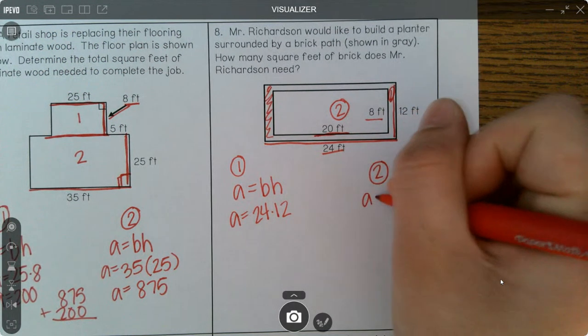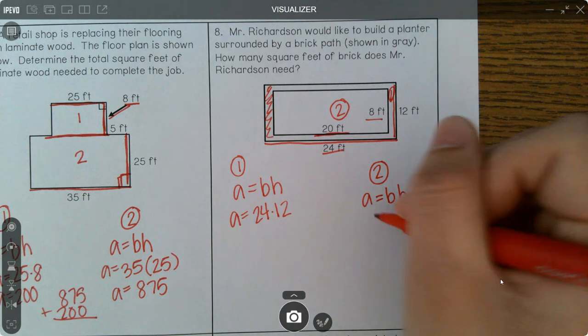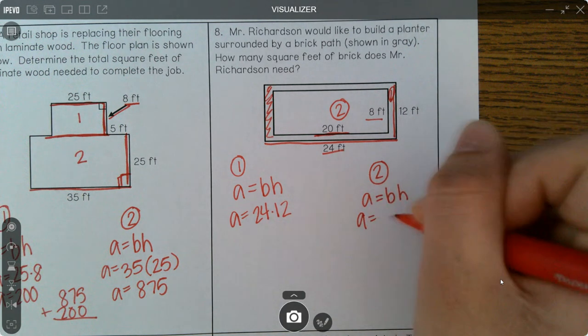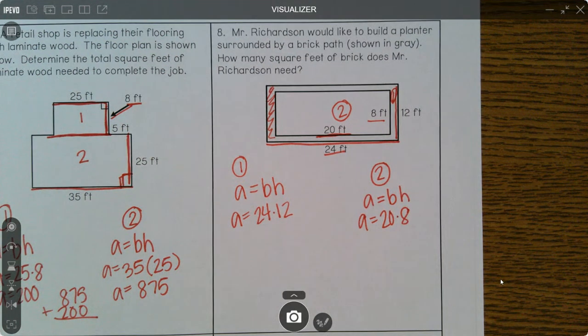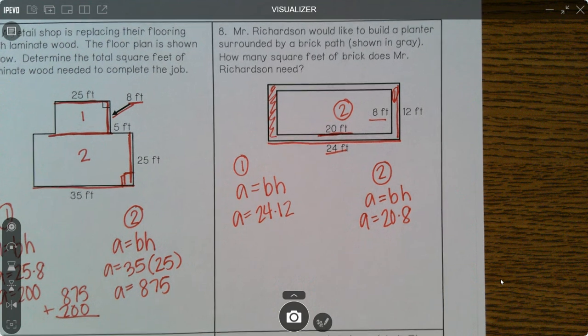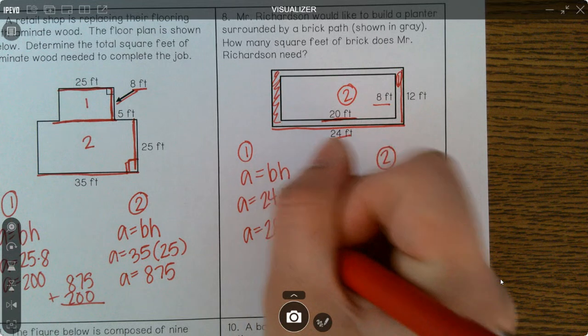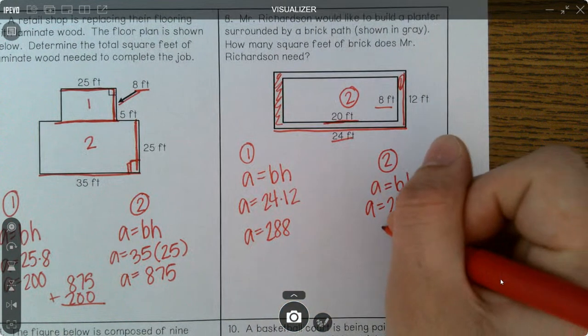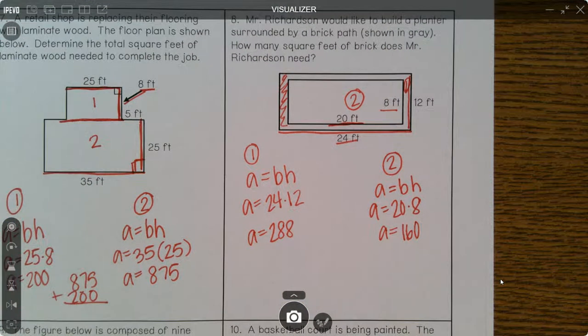So when I'm doing composite figures, I always make sure to label and give them their own workspace. So I'm going to say 20 times 8. Okay, solve for the area of those 2 shapes. All right, so when I come back and look at this, I have shape 1 having an area of 288, and I have shape 2 with an area of 160.